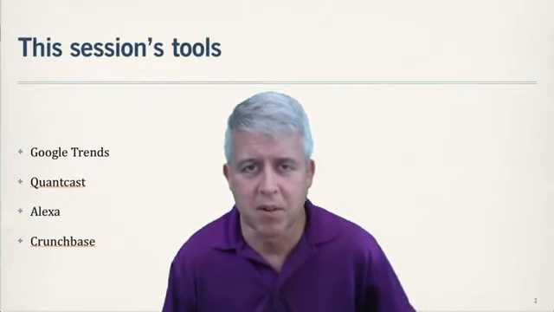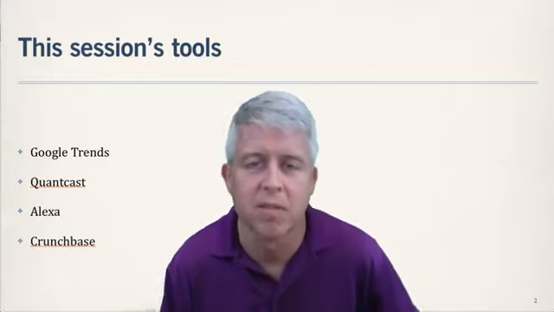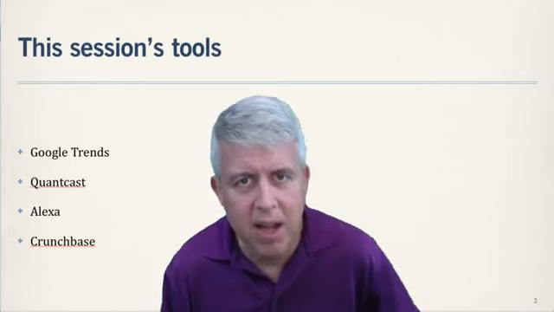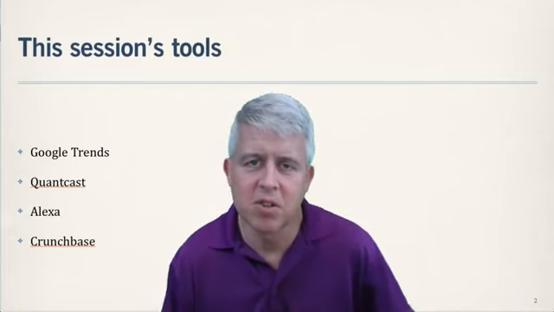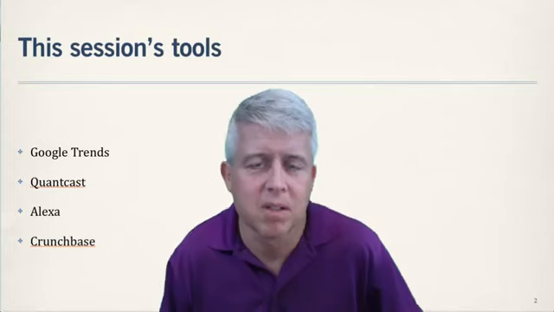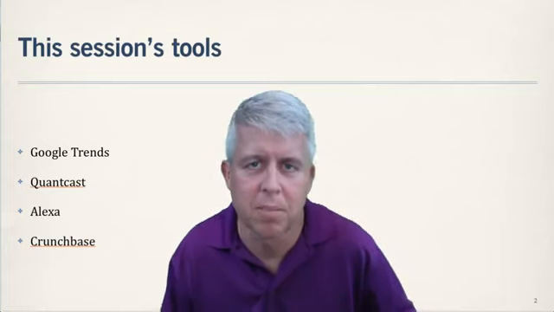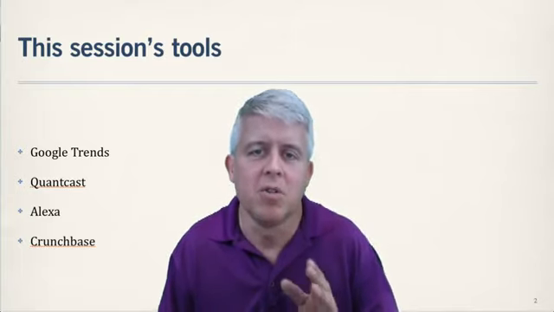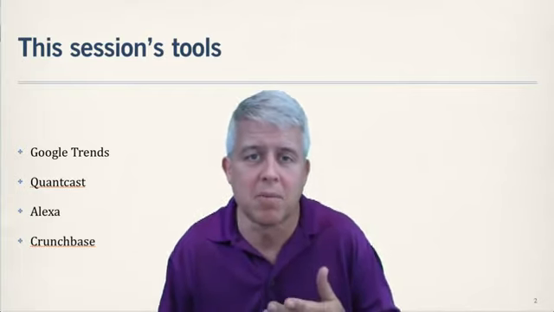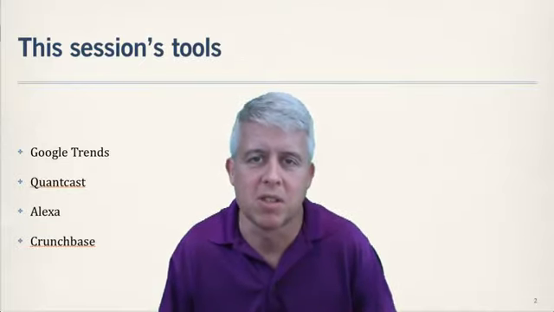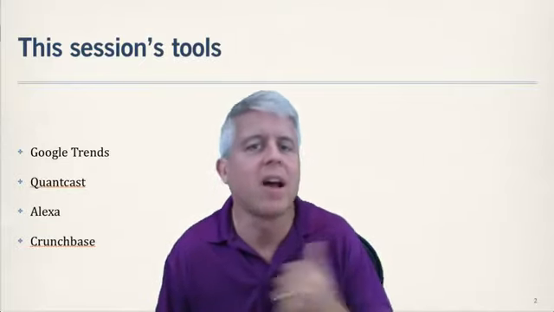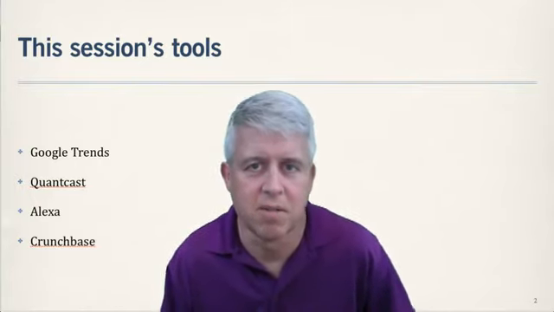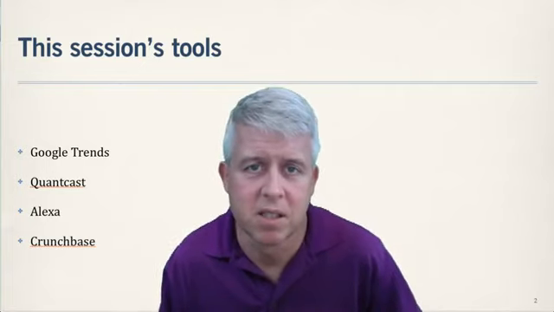Google Trends will be the first one. Shocking that Google would be involved in something like this. Then Quantcast, Alexa, and Crunchbase. These are all companies whose business is to help you understand your website better, assuming that you're running the website. They're trying to sell you their services. Sort of as an aside, they're letting all of us see this information too. So that's what we're going to take advantage of in this video.